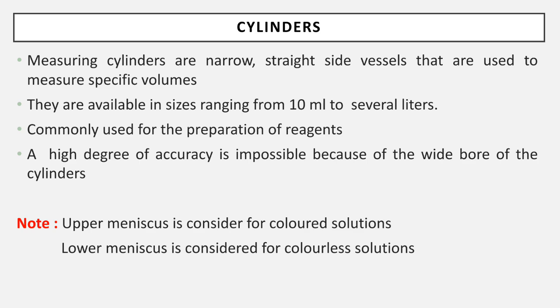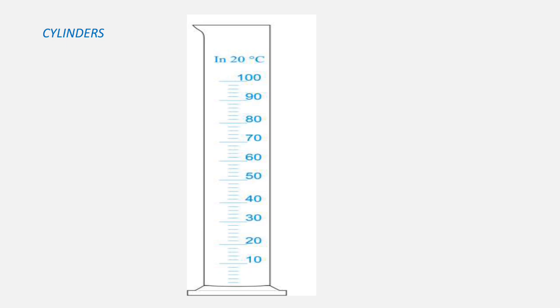Here, the upper meniscus is considered for colored solutions, and the lower meniscus is considered for colorless solutions. And this is the measuring cylinder.